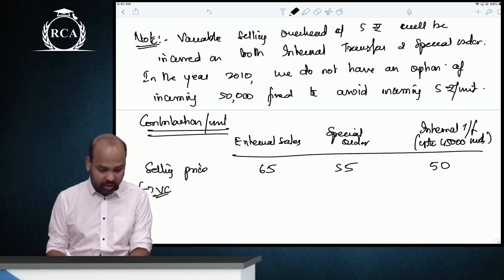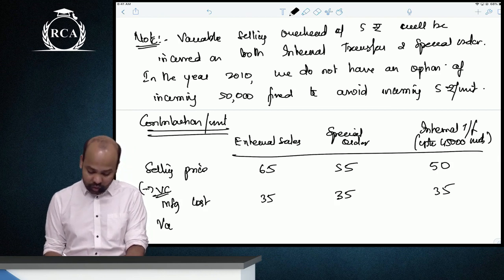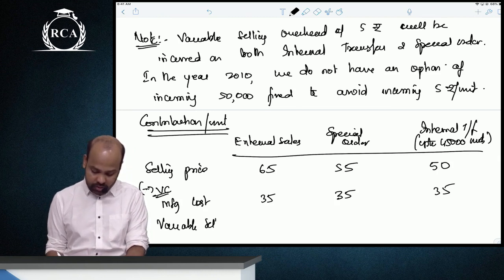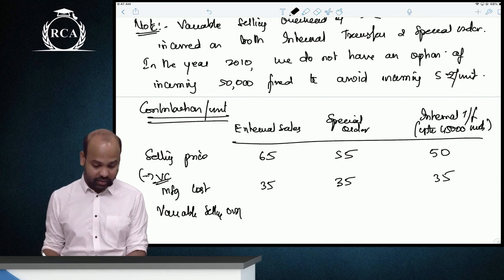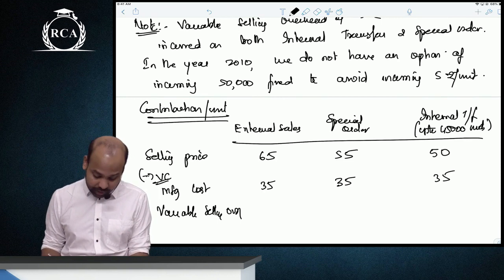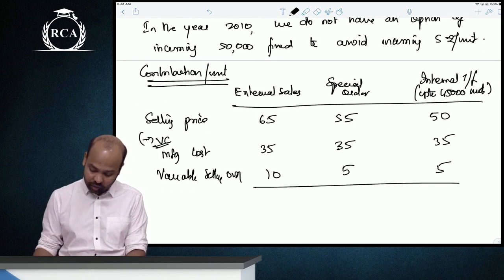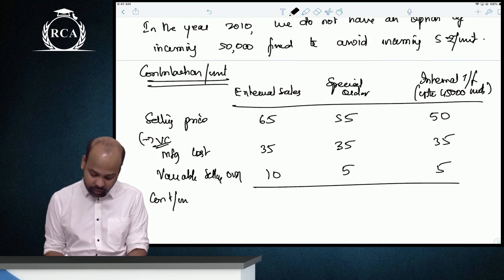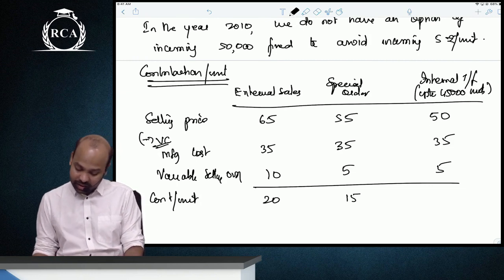Less, beta, variable cost. Manufacturing cost is 35 rupees, guys. And then, beta, your variable selling overheads. Variable selling overheads, guys, are 10 rupees on external sales, 5 rupees on the special order and internal transfers. Now look at the amount of contribution per unit that you're making, guys: 20 rupees, 15 rupees, and then 15 rupees, right?